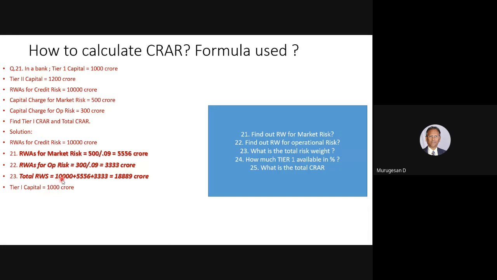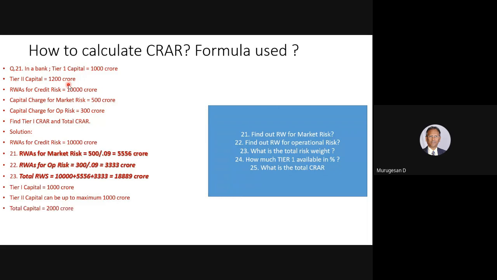So total 1000. You don't have to calculate, because they have already given the capital, so you have to calculate the risk weight assigned. Your risk weight is 1000 crore, all a mix of different accounts, some CC accounts, all put together, different categories. They have given 1000 crore. So total risk weight is 1000 crores for credit risk, 5556 for market risk, all are over. Now tier 1 capital 1000, tier 2 capital also 1000, so 2000.